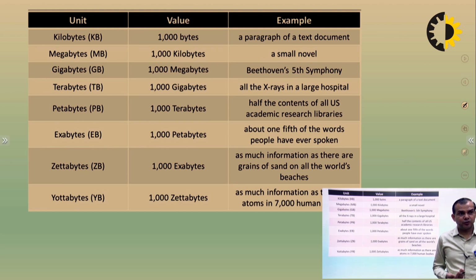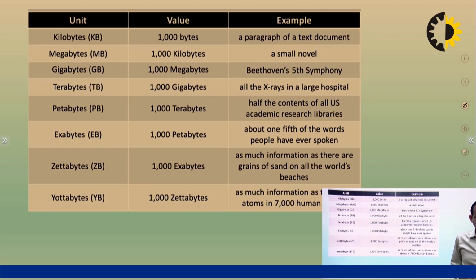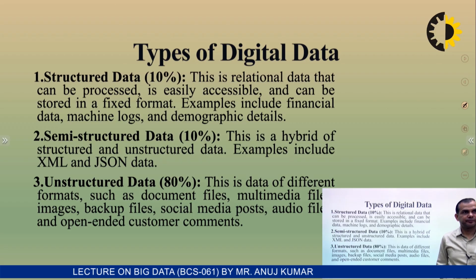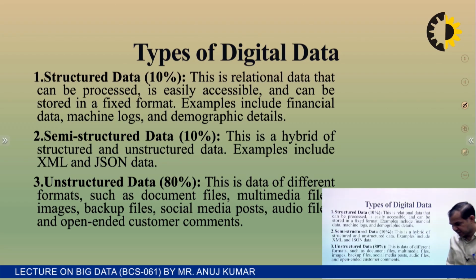A yottabyte is 1000 zettabytes, which is as much information as there are atoms in 7000 human bodies. So we have to define the different data when we store it. Our data is in kilobytes, megabytes, gigabytes. Now we have to define the types of data.